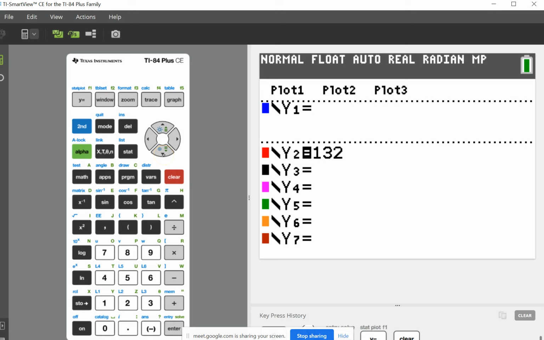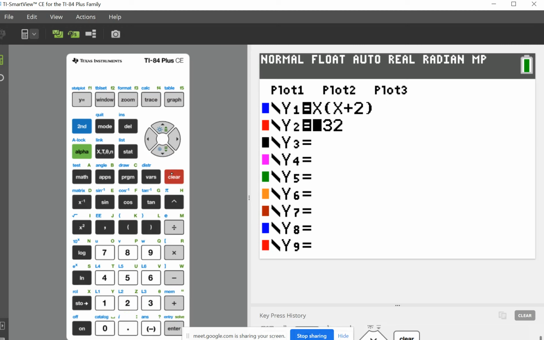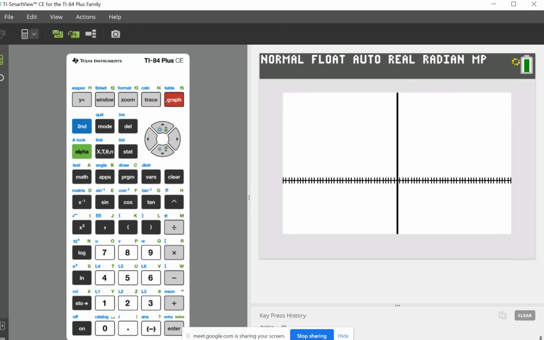Clear. I'm going to have x parenthesis x plus 2. On the second row, our area is the value 48. So here's the left side of my equals, here's the right side of my equals. Then we press graph. Now notice we're not at the beginning view. We don't see all those perfect tick marks.